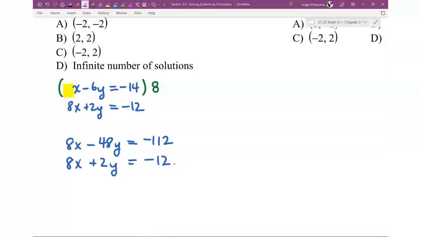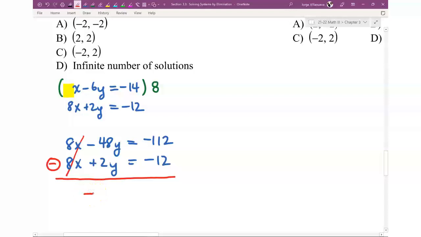Now, which variable matches now? The 8x, right? So now I've made this into an easy problem by changing it. So should I add or subtract to get 8x and 8x to go away? Subtract, all right. Now remember, if you add, there's nothing wrong with it. You're just going to notice nothing got eliminated. So then you should say, okay, addition didn't work, subtraction will. Okay? 8x minus 8x cancels.